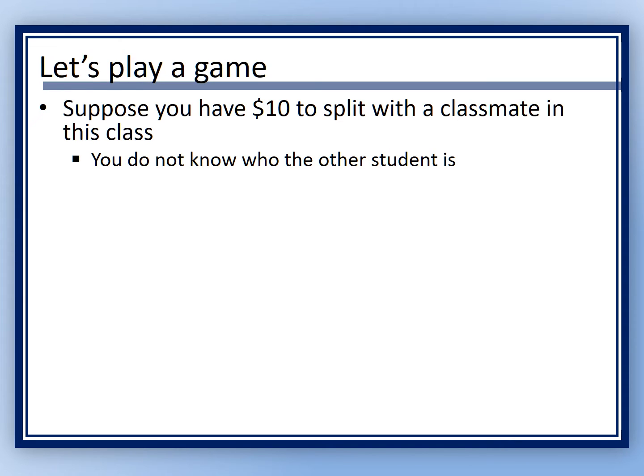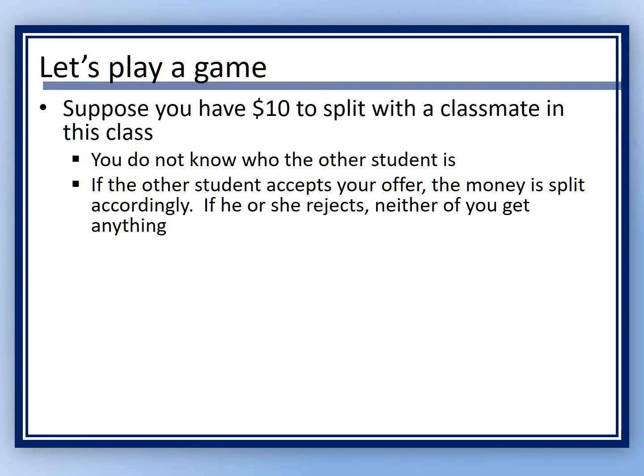So let's say you have $10 and you're going to split it with a classmate, and you get to decide how much you want to give. You do not know who the other student is, because if it's your friend, you probably behave differently than with someone you don't know. Let's just say it's someone you don't know, but inside the classroom. The catch is, even though you get to decide how much to give, if the other student rejects your offer, neither of you gets anything. If the other student accepts, the money is split accordingly. But if the student rejects your offer, neither of you gets anything, so the money goes back to me.